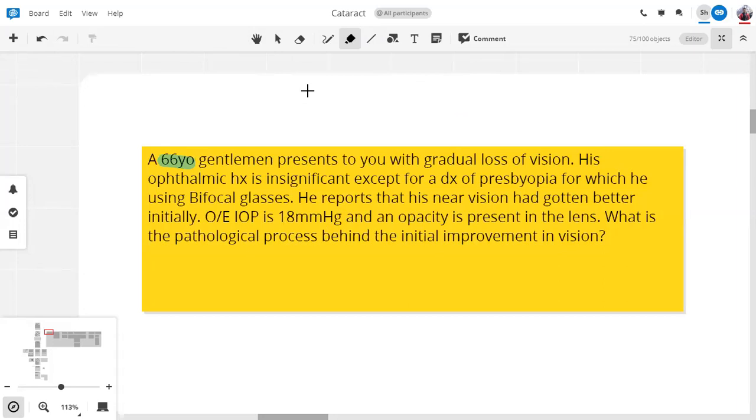If we also find in that. So the gentleman presents to us with gradual loss of vision. Gradual loss of vision. It's a very peculiar statement.